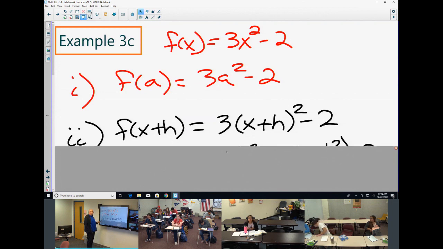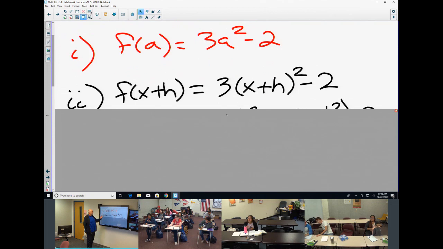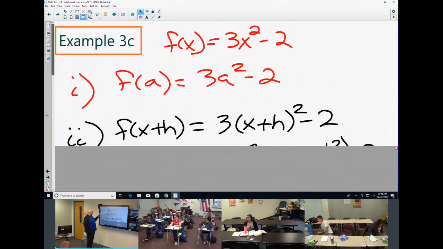Now, it gets a little tougher if you have more than one variable. But remember, when we say the value of the function at that, it just means whatever the x is, in place of that, you plug in x plus h. So this would be 3 times x plus h squared minus 2.